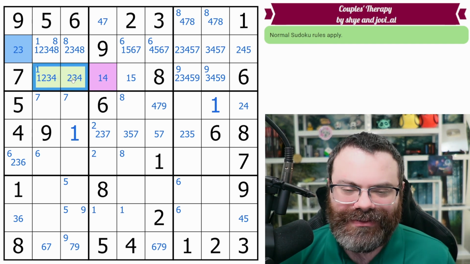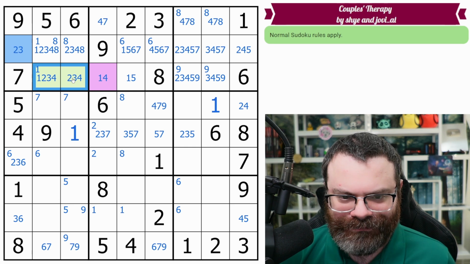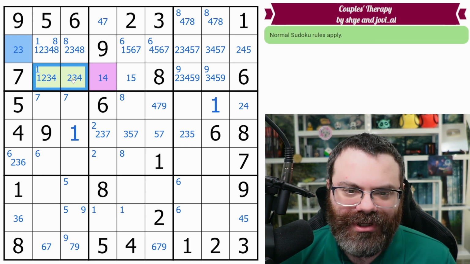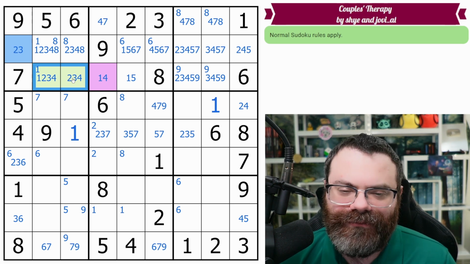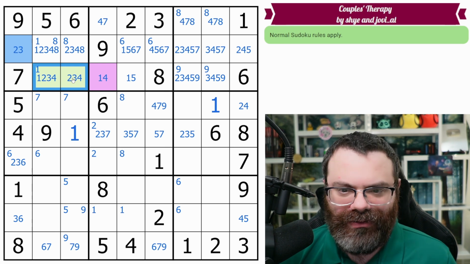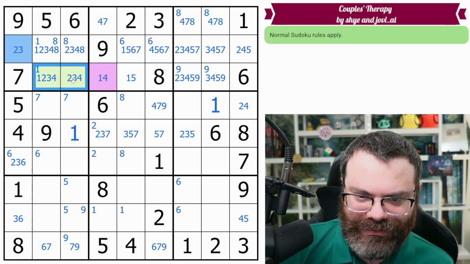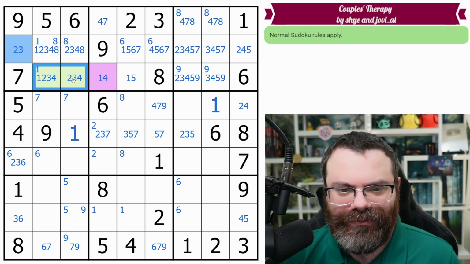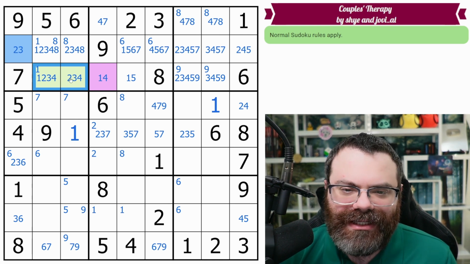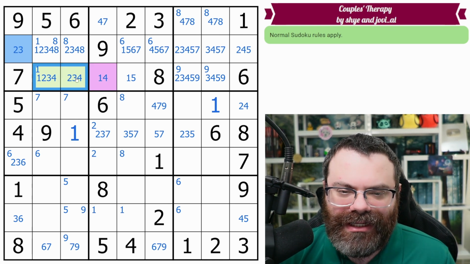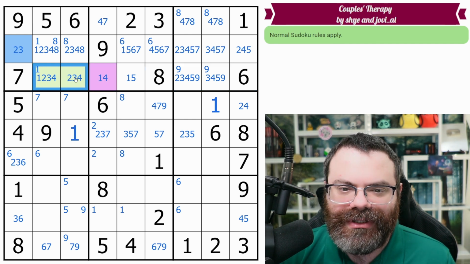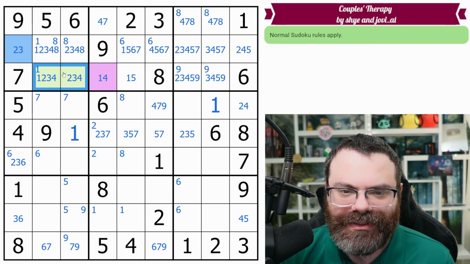Because we need 2 values out of these 4 to go in there. 2 of 1, 2, 3, 4 go in there. It's not 2, 3. It's not 1, 4. So it's going to be like 1, 2 or 1, 3 or 4, 2 or 4, 3, right? So that's going to use up the other 1, 4 for this row, and it's going to use up the other 2, 3 for this box.